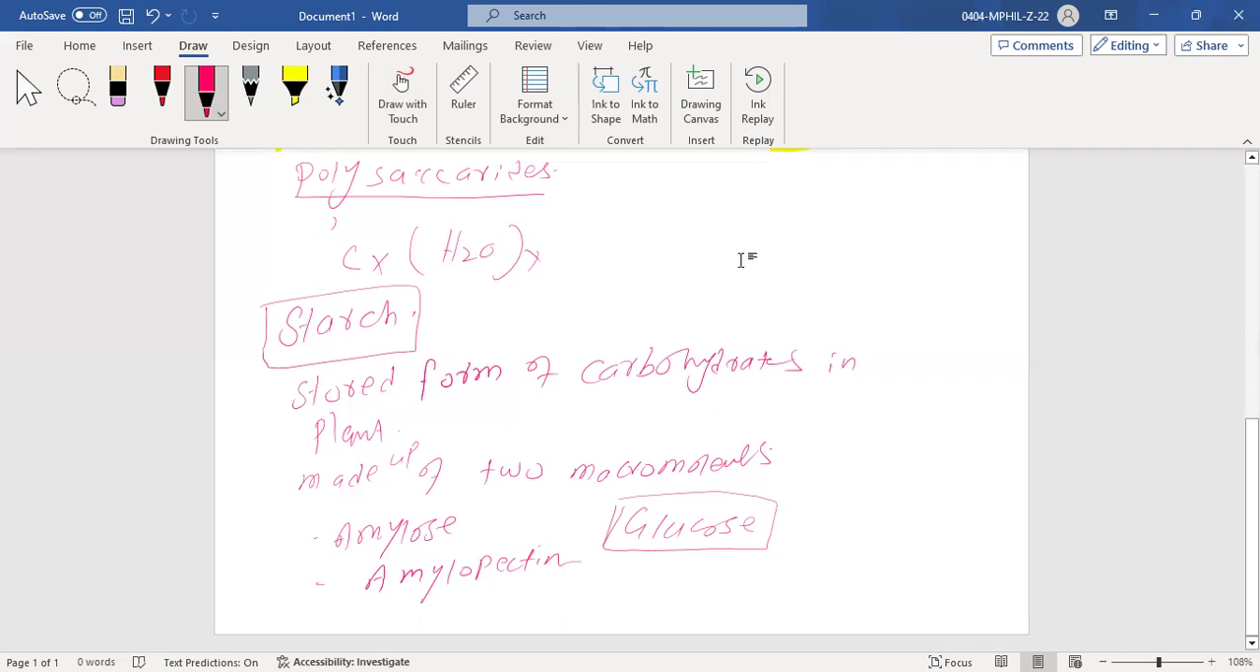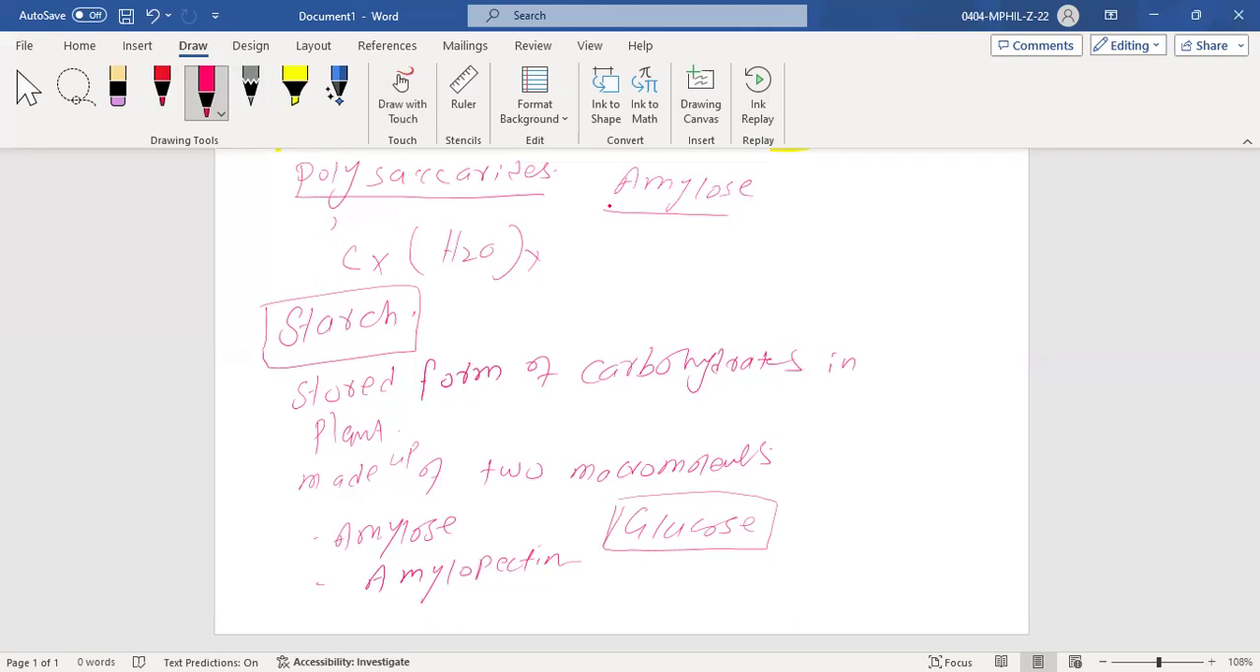So amylose. What is amylose? Amylose is a macromolecule. It is actually based on a long chain of alpha glucose in helical form, right? Helical structure held together by hydrogen bonds. It is not straight. So all these glucose units have 1,4 glycosidic linkage.